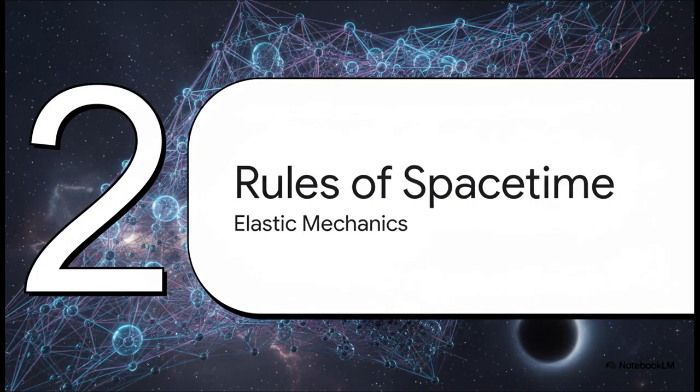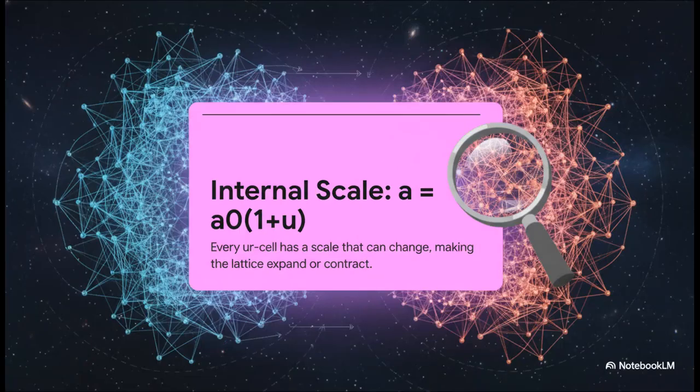So, okay, if spacetime is a physical thing made of these little cells, how does it actually work? Let's get into the rules of this elastic reality. All right, rule number 1 is all about size. Imagine each one of these cells has its own natural size, right? Its internal scale. And this scale can change depending on what's going on around it, how much it's being stretched or squeezed. And here's the kicker. When the size of these individual cells changes, the entire lattice expands or contracts with them. It's a really simple idea, but it's basically the engine for everything else we're going to talk about.